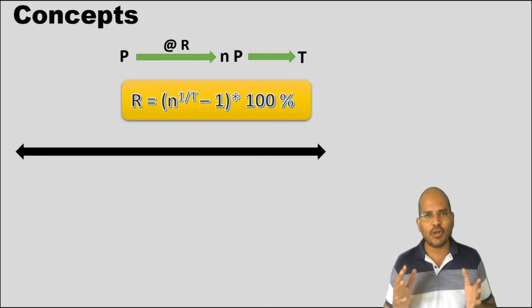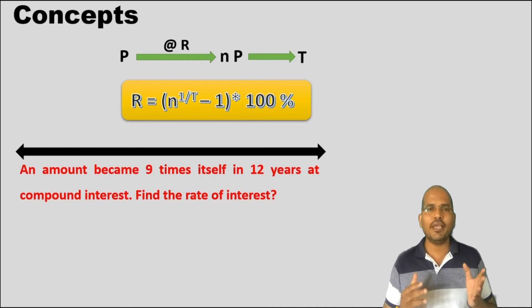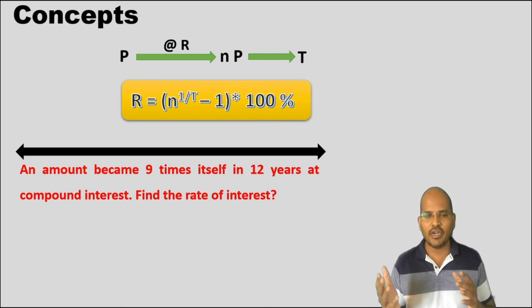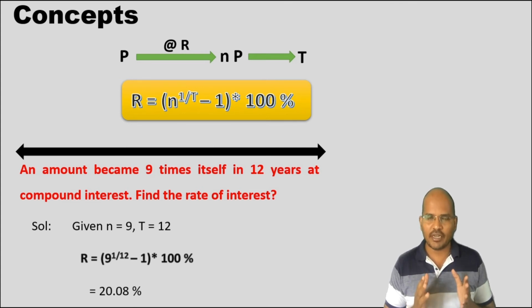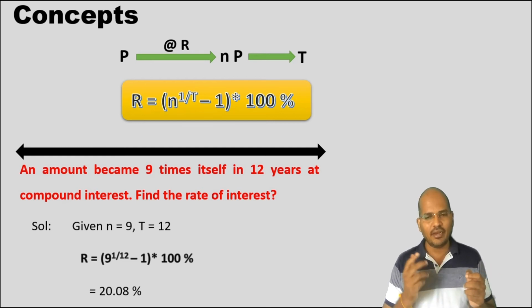And then let us see a small example. An amount became 9 times itself in 12 years at compound interest. He did not mention whether it is annually, half yearly or quarterly. By default it is annually. Now find the rate of interest. How do you get that? So given n is 9, t is 12, plug in the values. The value of R is 9 power 1 by 12 minus 1, times 100, and the value of R is found to be 20.08%. Clear with that? So this is how you calculate the value of R, n and t from the given content.